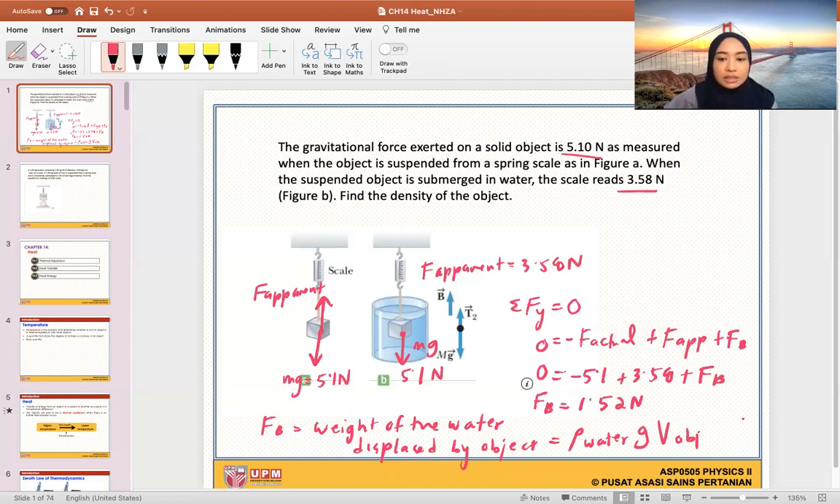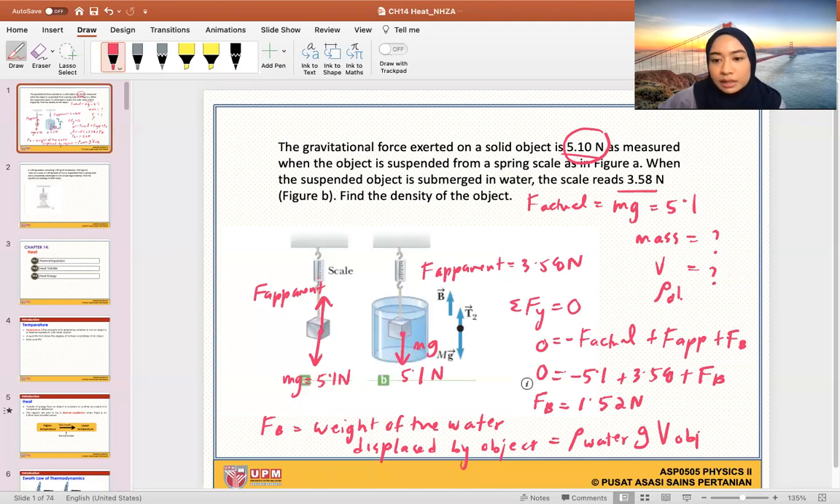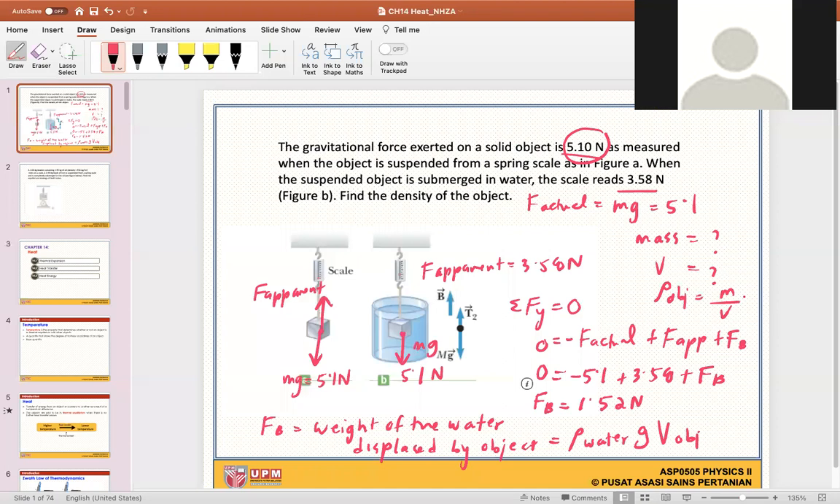Since we know what FB is, which is 1.52, we know what rho water is, it is 1000 kilogram per meter cube. We know what g is, 9.81. We can solve for V. When we solve for V, we already know what is the mass from F actual, right? So F actual is equal to mg. It is equal to 5.1. I solve for mass. What is it? I don't know. I haven't calculated it yet. I know what my V is, and rho object is equal to mass over V. So that is how you find the density of the object.